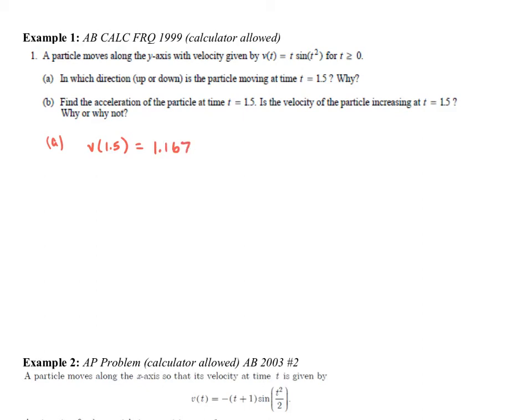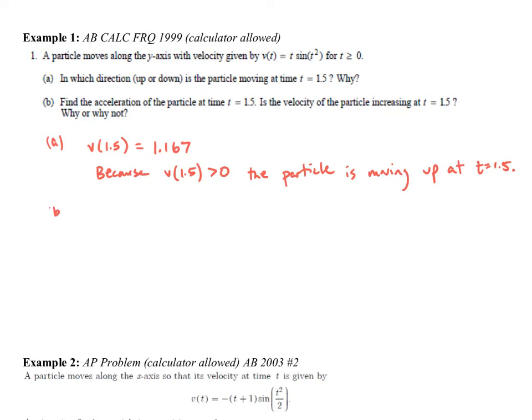Now the question is, is the direction up or down at that time? And so what I would say is that because v of 1.5 is greater than 0, the particle is moving up at time 1.5. Okay, so again, the velocity is positive, that means it's going to move up. If it was moving left or right, that means it would move right.